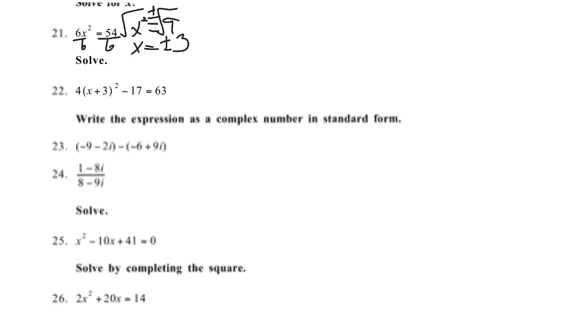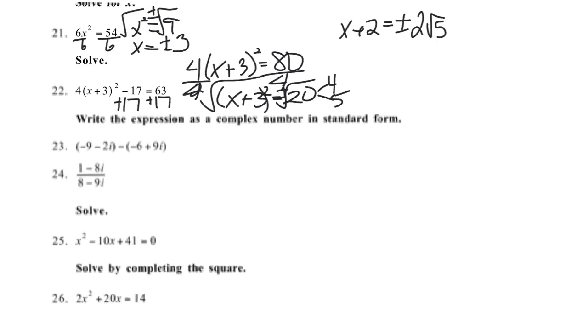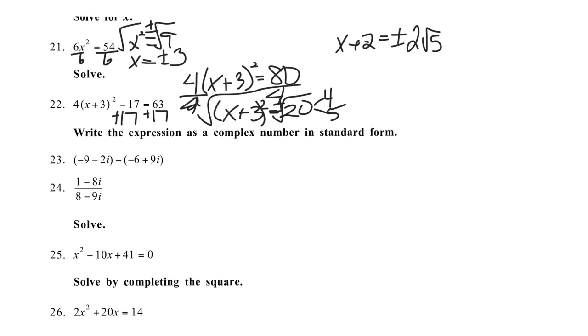Number 22 is in vertex form or completed square form, so we're going to also solve by algebra. Add 17. So 4 times x plus 3 squared equals 80. Divide by 4. X plus 3 squared equals 20. I'm going to take the square root of both sides, plus or minus the square root. So x plus 3 equals plus or minus the square root of 20. 20 is 4 times 5, so that can simplify to 2 radical 5. Sorry, that's x plus 3.